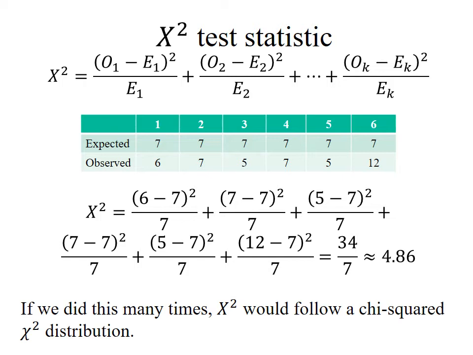In terms of 4s, that one's fine. I expected 7. I got 7. There's going to be a difference of 0 there. In terms of 5s, there's another one. I expected 7. I only got 5. 5 minus 7 is -2. -2 squared is +4. I got 4/7 from that one.